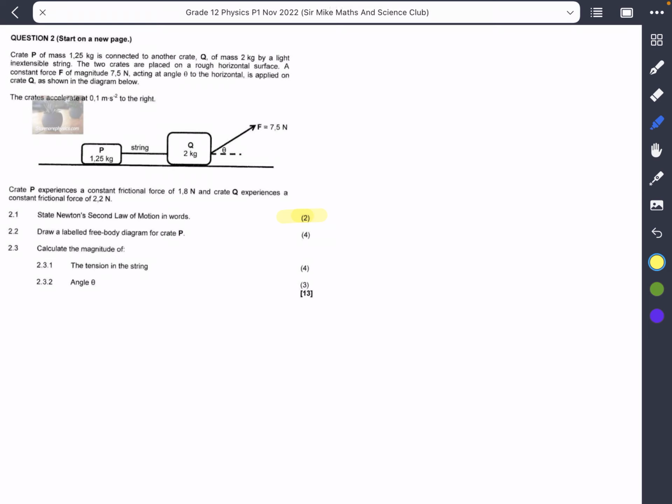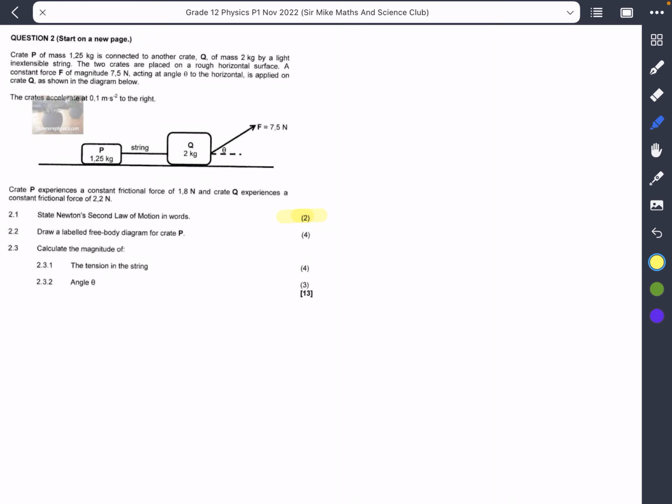Those 2 marks could be the line between you getting a code 7 and a code 6. So it would be wise for you to know your definitions and start by maximizing those, because they occupy a lot of marks. If you get all of those definitions, you would have a greater chance of getting a distinction at the end. So they said, draw a free body diagram for crate P.